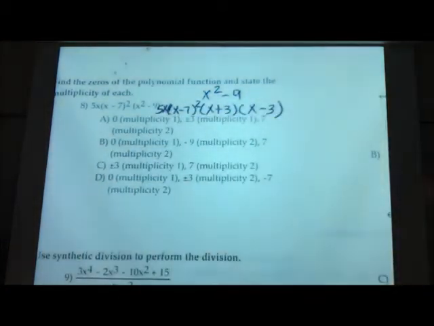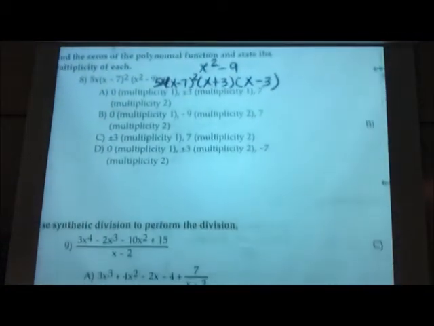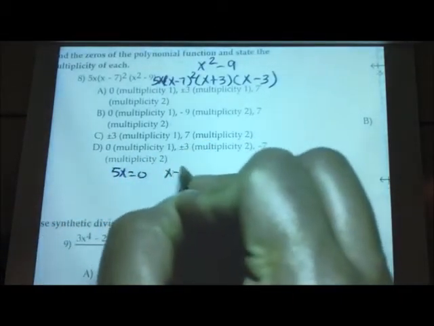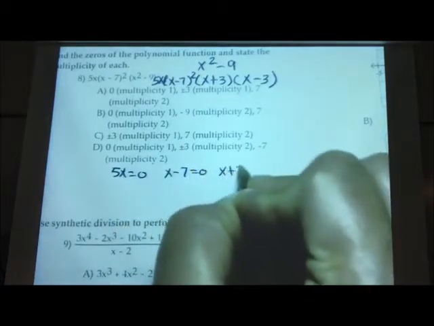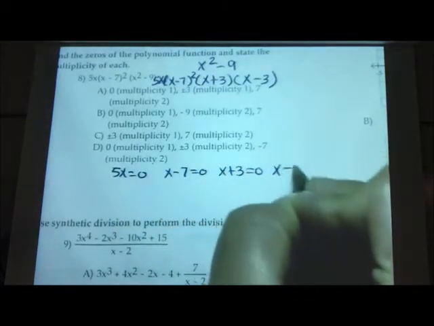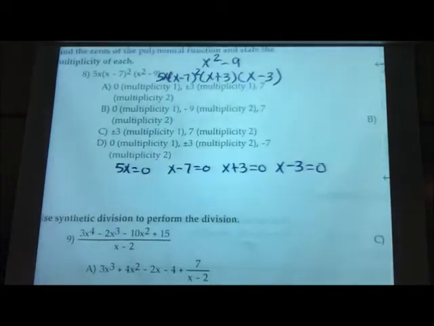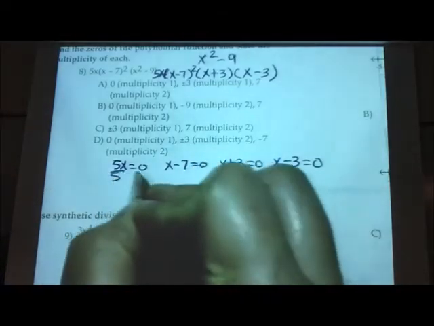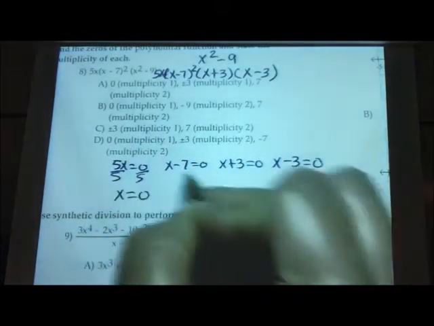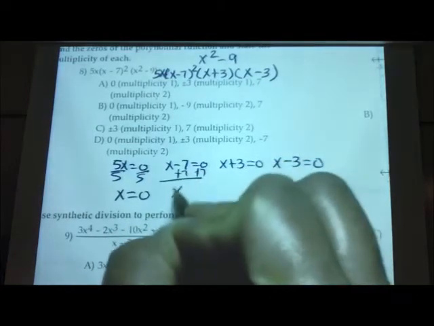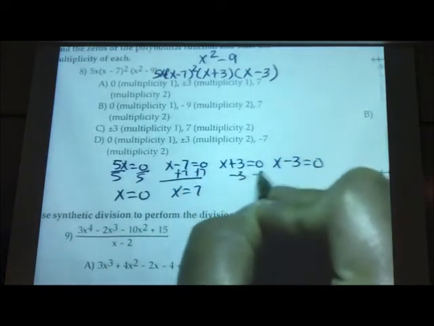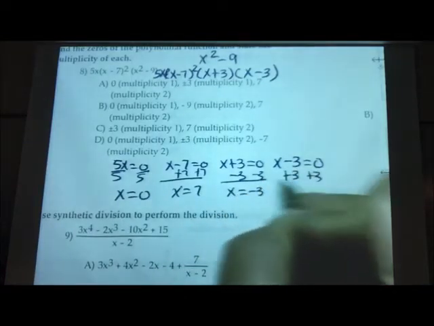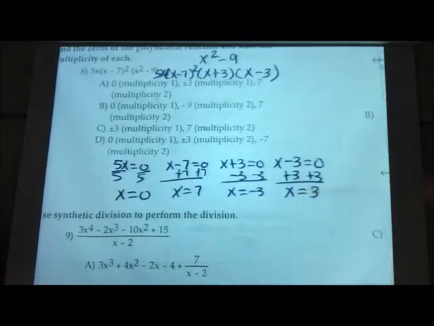So each of these things we have to set equal to 0. So I'm going to go ahead and do that in the bottom part of the problem. So I have 5x equals 0, x minus 7 equals 0, x plus 3 equals 0, and x minus 3 equals 0. So how do we solve the first one for x? We divide by 5. So x is 0. We add 7. So x equals 7. We subtract 3. So x equals negative 3. We add 3. So x equals a positive 3.